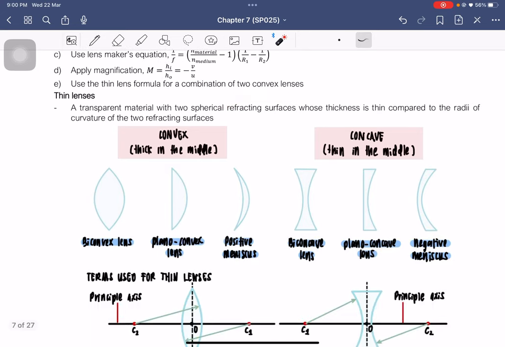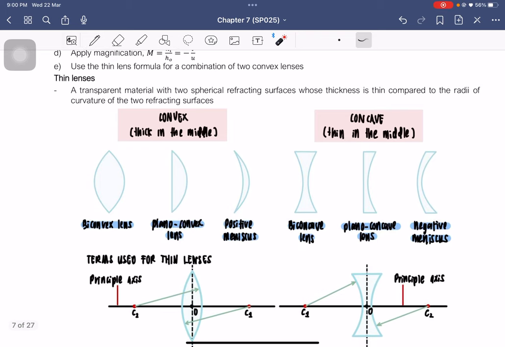Okay, so what are thin lenses? Thin lenses are basically a transparent material with two spherical refracting surfaces, whose thickness is thin in comparison to the radii of curvature of the two refracting surfaces. For example, contact lenses. Okay, that's why it is called lenses.